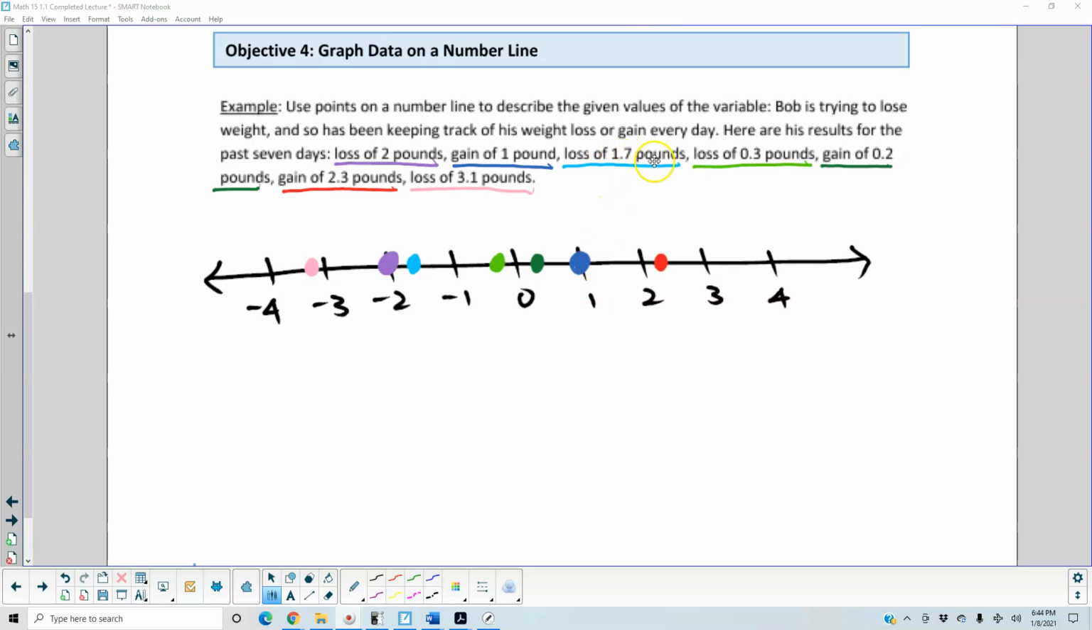A loss of 1.7 pounds is to the left of 0 at -1.7. A loss of 0.3 pounds is to the left of 0 at -0.3. A gain of 0.2 pounds is to the right of 0 at 0.2. A gain of 2.3 pounds is to the right of 0 at 2.3. And a loss of 3.1 pounds is to the left of 0, which is -3.1. So we can graph these numbers on the number line.